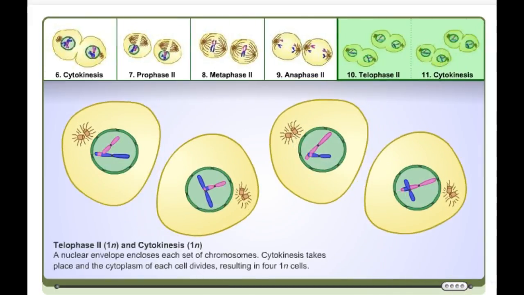And then after it moves to opposite ends, we now have the last 2 phases. Telophase 2, which is when we have that nuclear envelope that encloses the DNA once more. We also have cytokinesis. Remember, that's really important because that's when we divide up that cytoplasm. And our result is we have 4 cells and each of them have 1 copy of each gene versus having 2 like the beginning of meiosis.